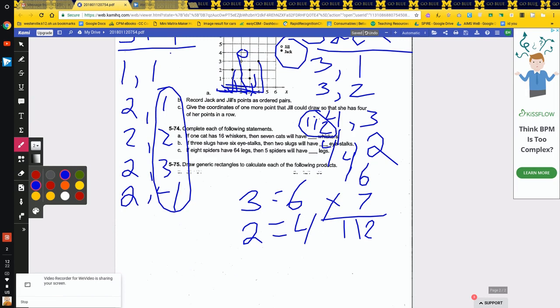If 8 spiders have 64 legs, 5 spiders would have 40 legs, because I don't know why I know 8 spiders have 8 legs, but if they do, we can tell because 8 times 8 is 64. So we just have to use that 8 times 5 to get 40 legs.